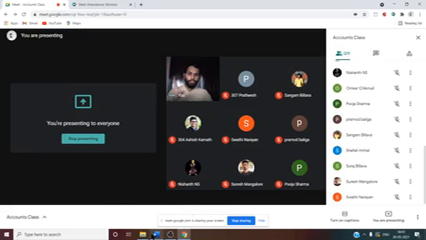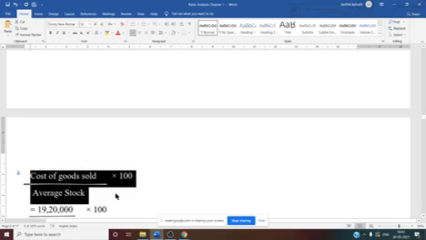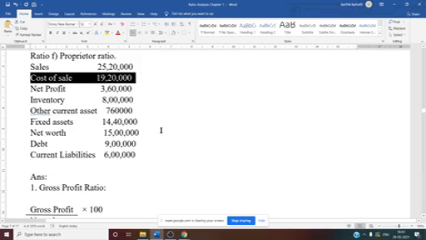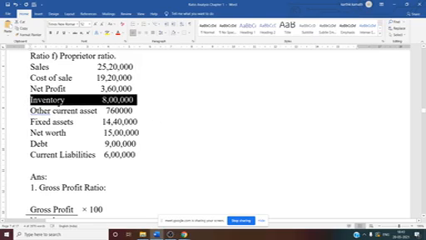Cost of goods sold divided by average stock into 100. Now cost of goods sold is given in the question. That is nothing but cost of sale, which we know is 19,20,000. That itself is the cost of goods sold. 19,20,000 you need to write in the numerator, divided by average stock. Average stock is not given in the question.